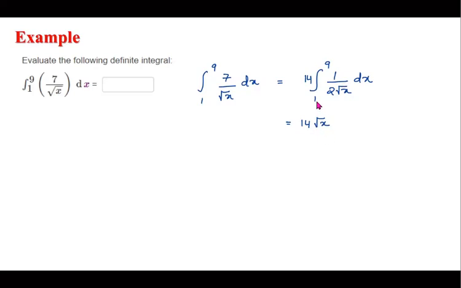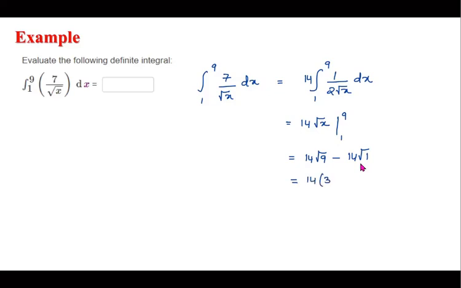Now we just need to evaluate this between 1 and 9 using the fundamental theorem of calculus. So you plug in the upper limit, 14 times the square root of 9, minus, and plug in the lower limit, 14 times the square root of 1, which is equal to, you can see in both of them there is a 14. I can factor that out. Square root of 9 is 3.